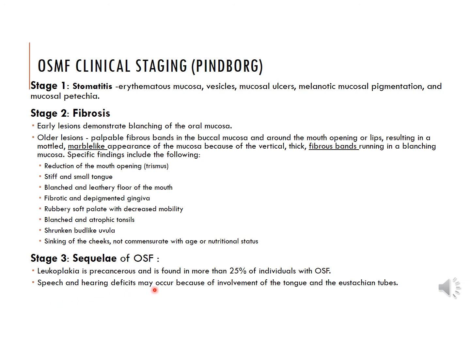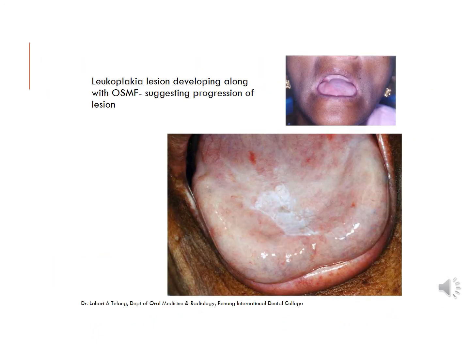Stage 3 is the sequelae of OSF, which is leukoplakia, basically potentially malignant disorders developing in OSMF, and this is seen in about 25% of individuals. Speech and hearing deficits may be there because of fibrosis of the tongue and the eustachian tubes. So this is an example of leukoplakia. If you see, there's a whiter thickened area over here and a few red areas here in this lady who has difficulty in mouth opening and a very narrow oral aperture, which suggests progression of the lesion.